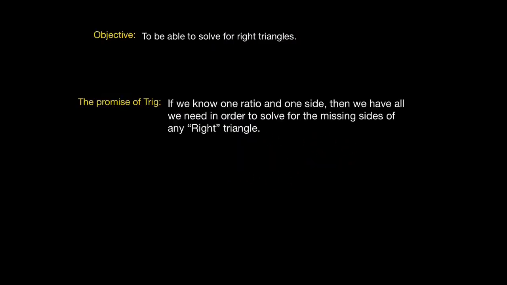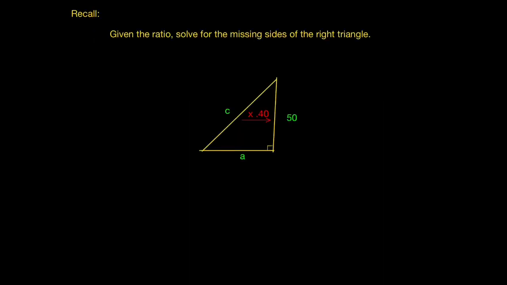So let's talk about the objective. So here the objective is to be able to solve for right triangles. So the promise of trig, if you recall from a few lessons ago, is that if we know one ratio and one side, then we have all we need in order to solve for the missing sides of any right triangle. So just to recall, let's look at this example.